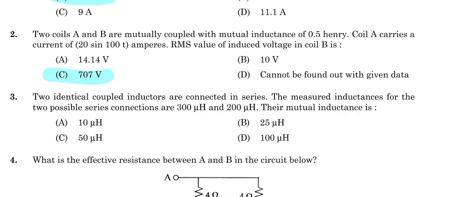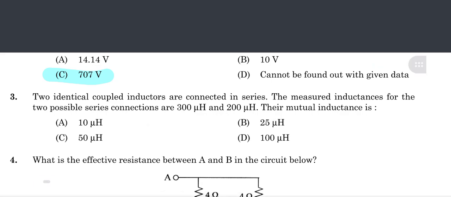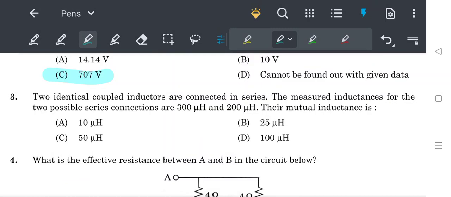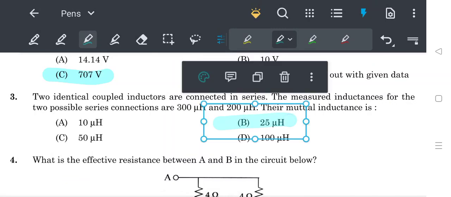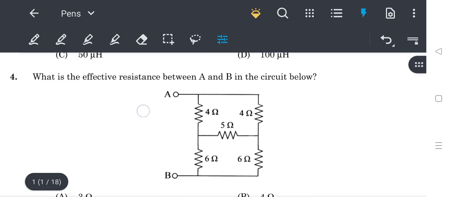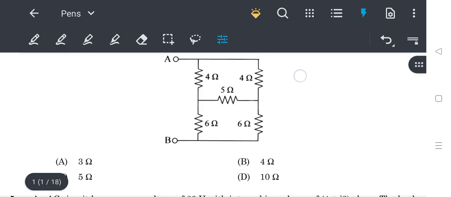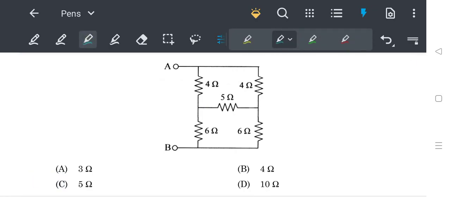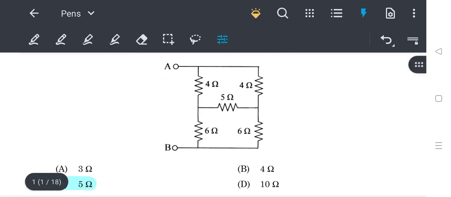The measured inductances for the two possible series connections are 300 μH and 200 μH. Their mutual inductance is. Answer option B, 25 μH. What is the effective resistance between A and B in the circuit below? Effective resistance എന്ന് പറയുന്നത് 5 ohm ആണ്.